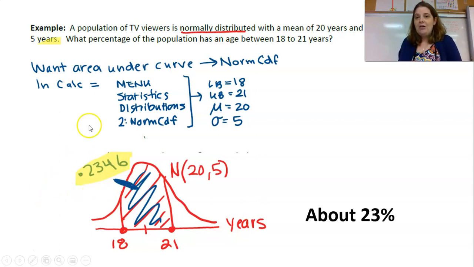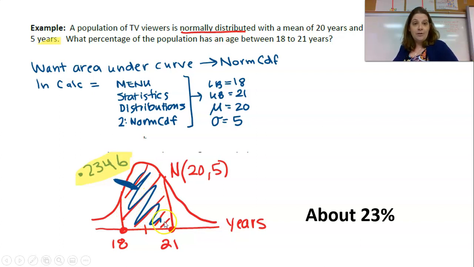Okay, so if I want the area under a normal curve, remember in our calculator, we can do menu, statistics, distributions, and we can use that normal distribution command, norm CDF, to actually figure out the area under a normal curve and use that as a probability. So I gave myself a little sketch. Here's my normally distributed population. It has a mean of 20 and a standard deviation of 5 years. We want to know what percentage is between 18 to 21. So we want this little shaded region here.